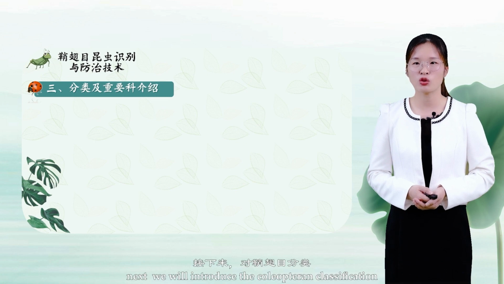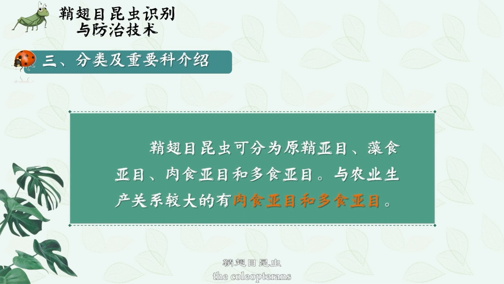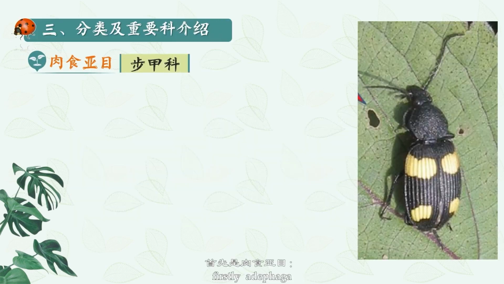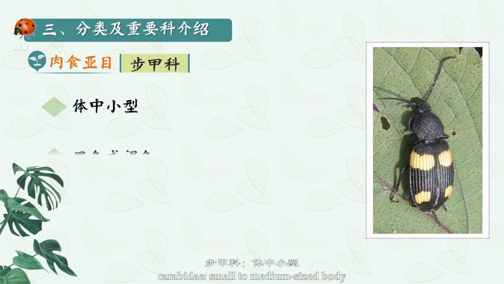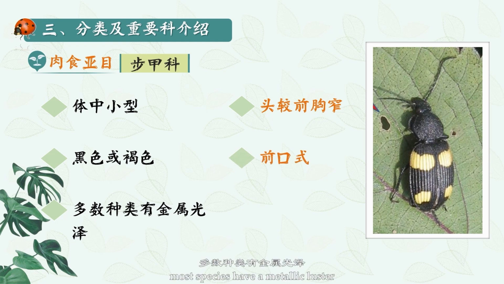Next, we will introduce the Coleopteran classification and important families. The Coleopterans can be divided into Archostomata, Myxophaga, Adephaga, and Polyphaga. Adephaga and Polyphaga are more relevant to agricultural production. Firstly, Adephaga. Carabidae, small to medium-sized body, black or brown. Most species have a metallic luster. The head is narrower than the prothorax.